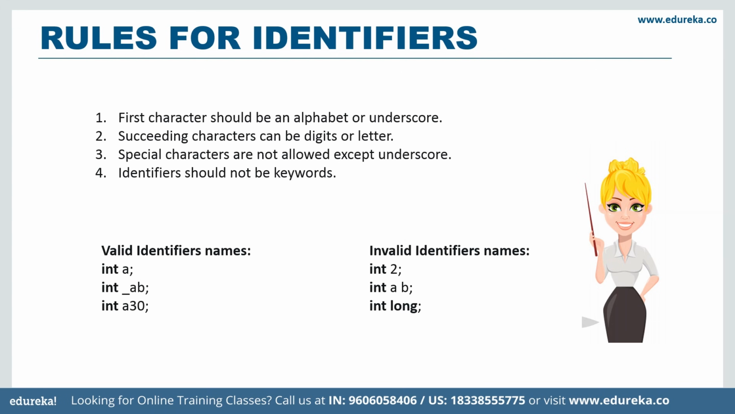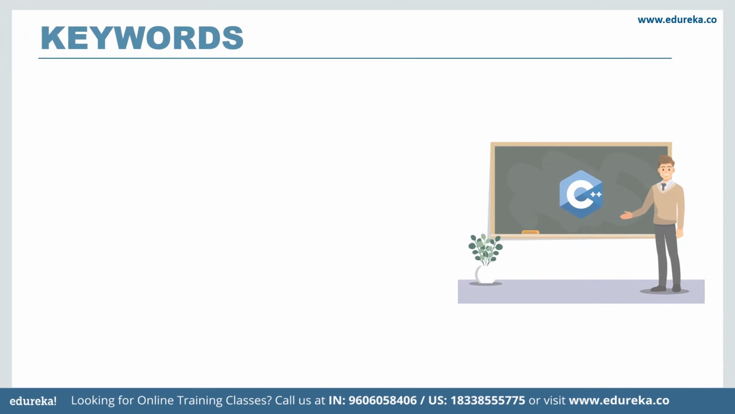Then we have int long. So the fourth rule speaks about this type of identifiers. Identifiers should not be keywords. We have long, which is a keyword that is a data type. So you cannot name your identifier with a data type or a keyword. So these are the few rules for declaring identifiers. And with this, let us move to the next chapter, that is the keywords.